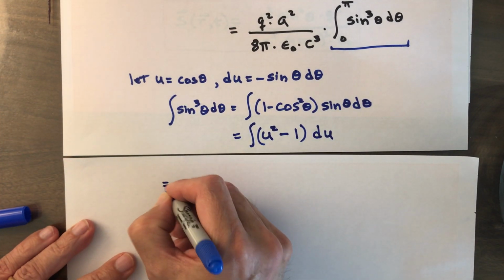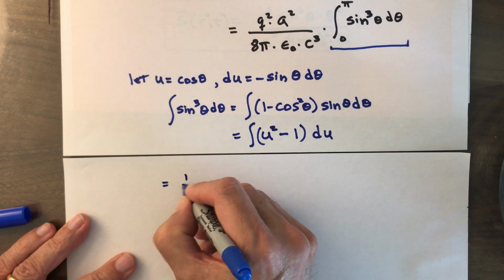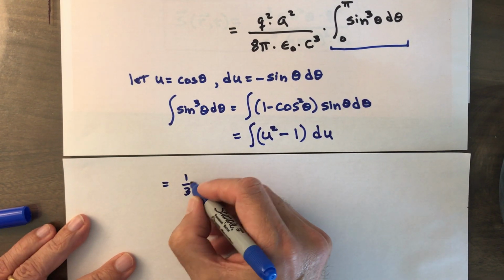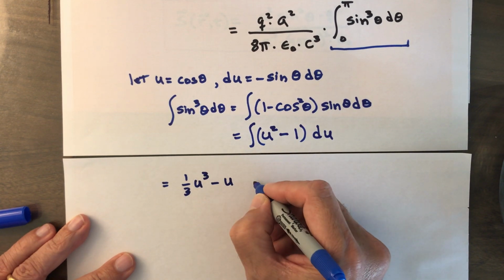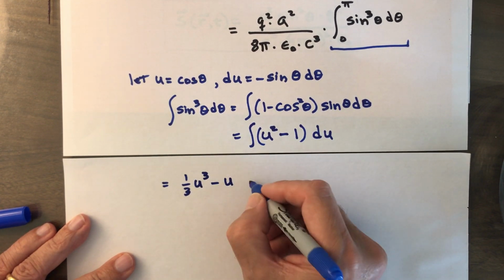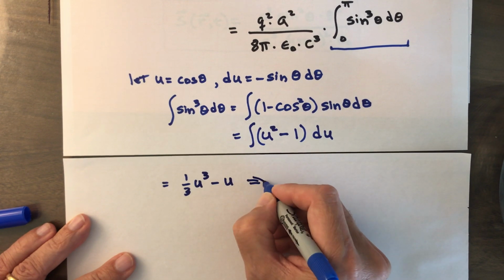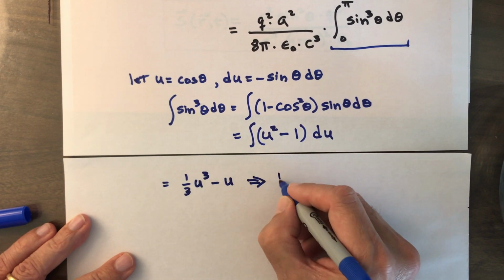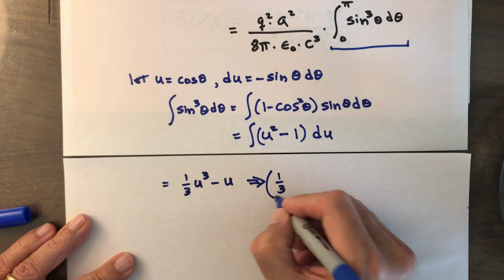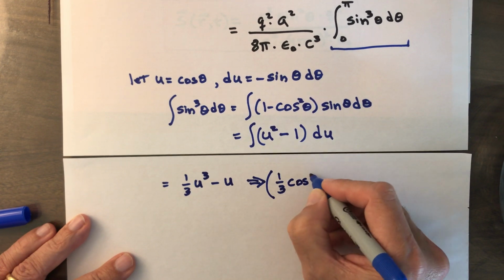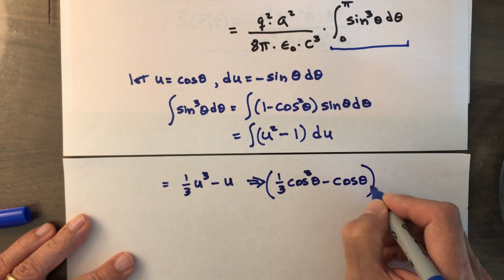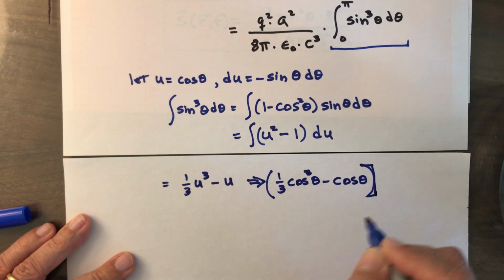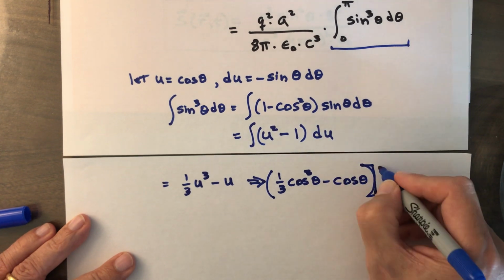That readily integrates into 1/3 u cubed minus u, which then becomes 1/3 cosine cubed theta minus cosine theta, from 0 to pi.